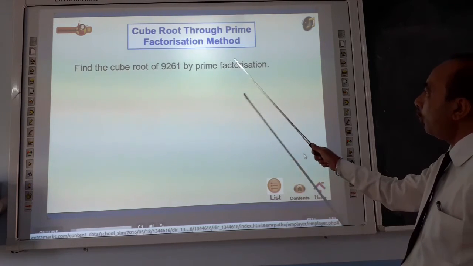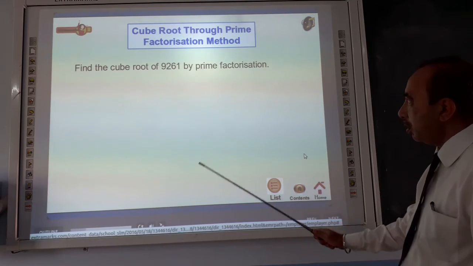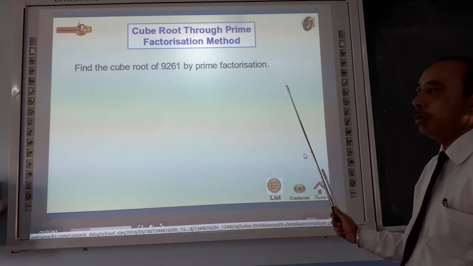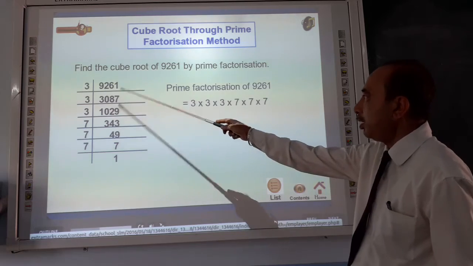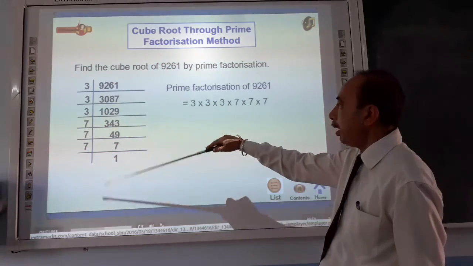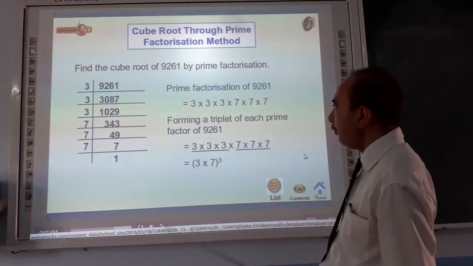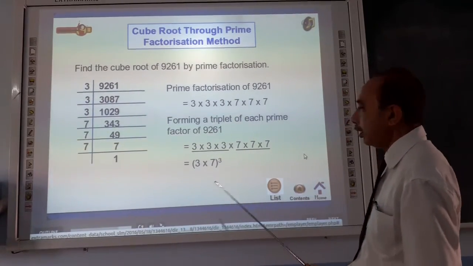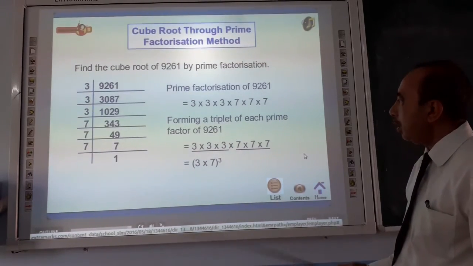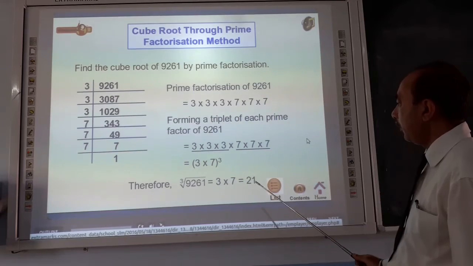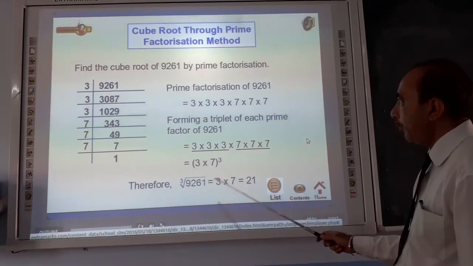Find the cube root of 9261 using prime factorization. This is a question. How do we find the cube root using the prime factorization method? This is the prime factorization method, factorized by 3, and when we complete the factorization, we get two triplets. First triplet of 3, second of 7. So we multiply 3 and 7, we get 21. So 21 is the cube root of 9261. This is the cube. We take only once for every triplet.